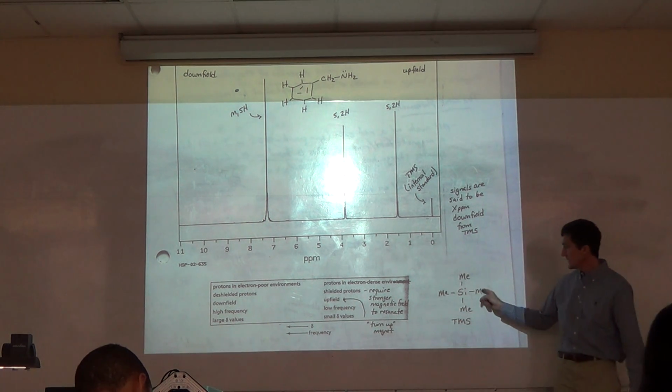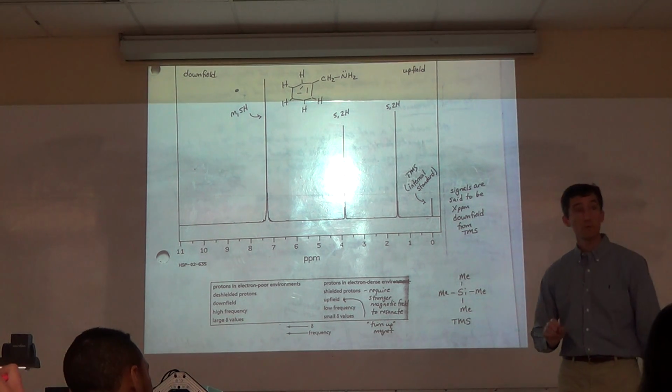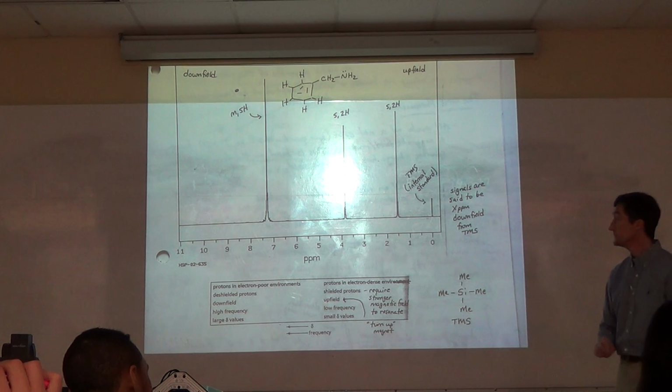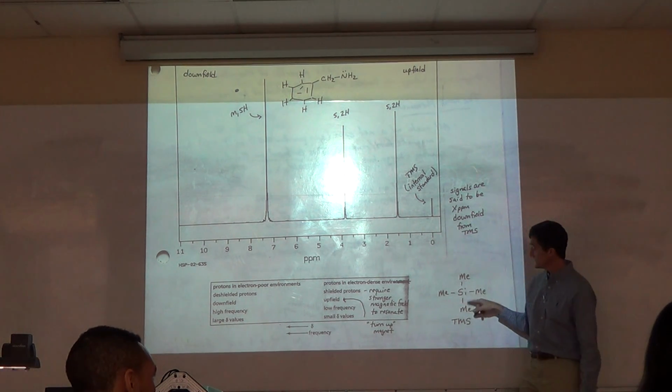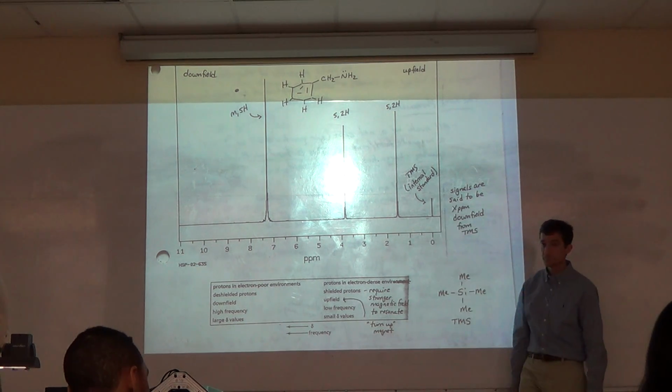By the way, how many different H's in TMS? Only one type, because all methyls are equivalent. So it only gives one signal. Turns out that it's actually a singlet, and there it is right there. One signal, that's the TMS signal. You set it at 0.